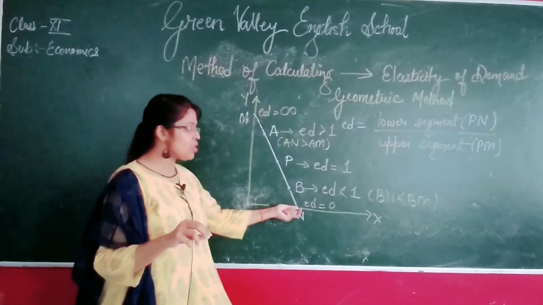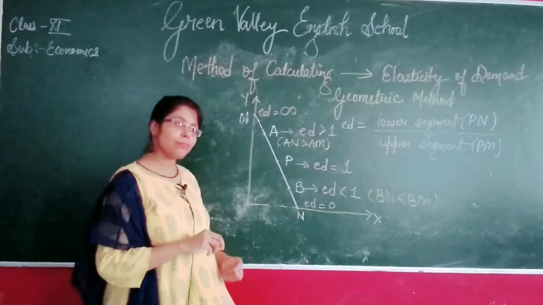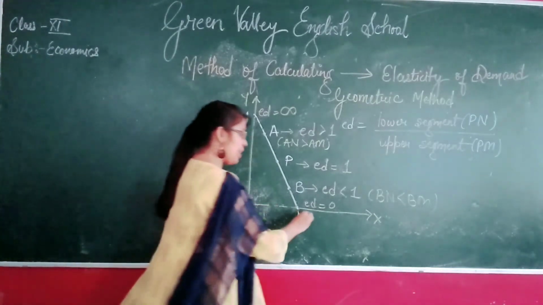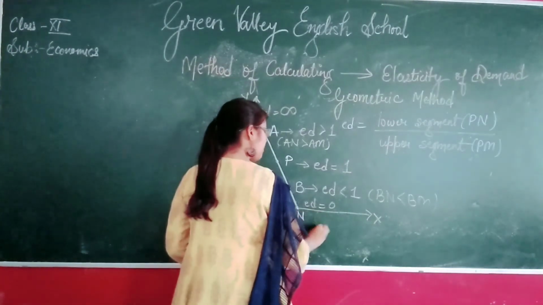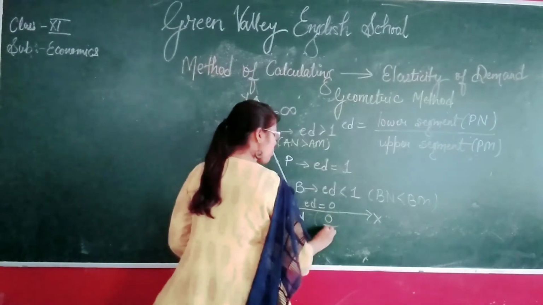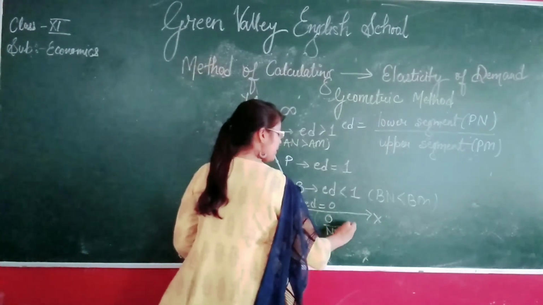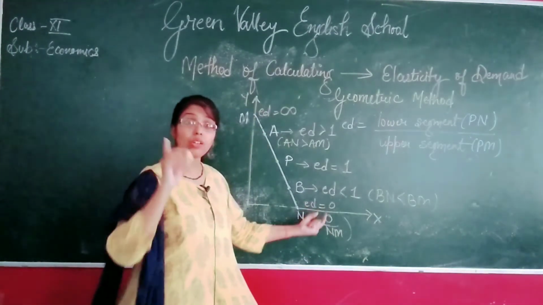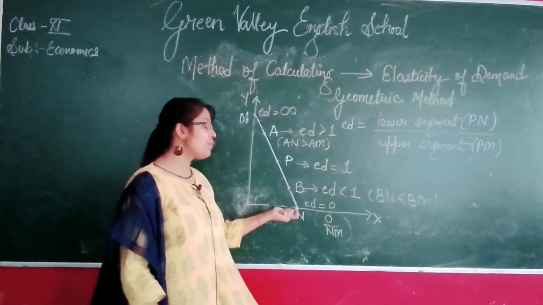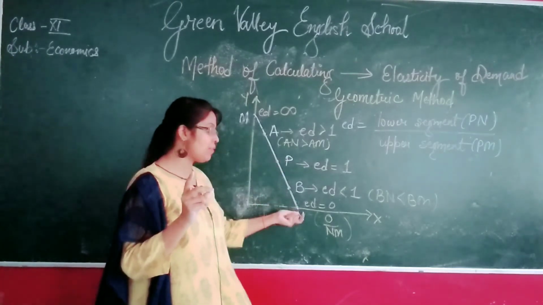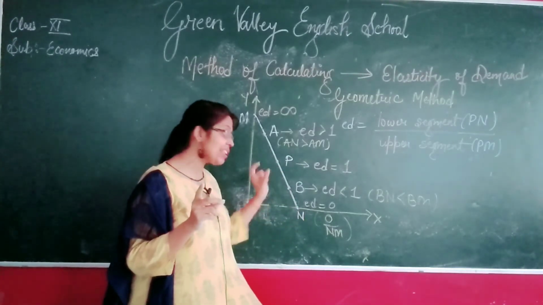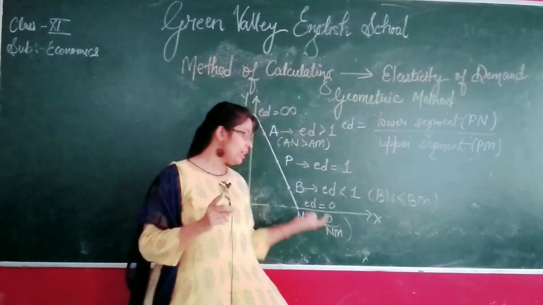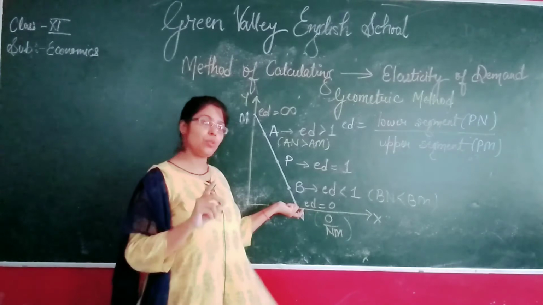Now students, see at point N. At point N, what? Lower segment upon upper segment. There is no lower segment. So at this point, 0 upon Nm. So elasticity of demand is 0. And also remember one thing, that elasticity of demand is 0 when the demand curve touches the x-axis. So 0 upon Nm. Here elasticity of demand is 0.